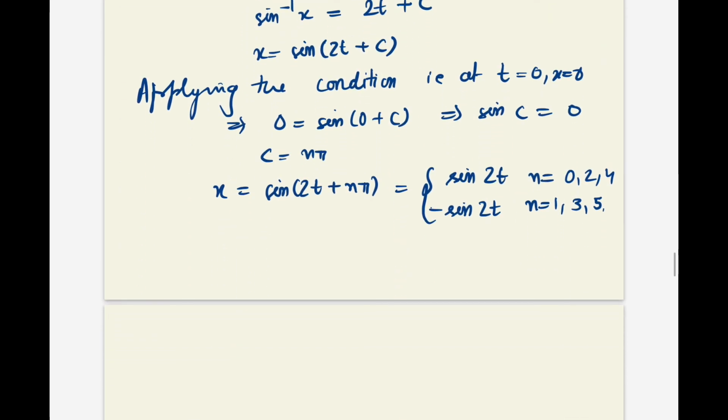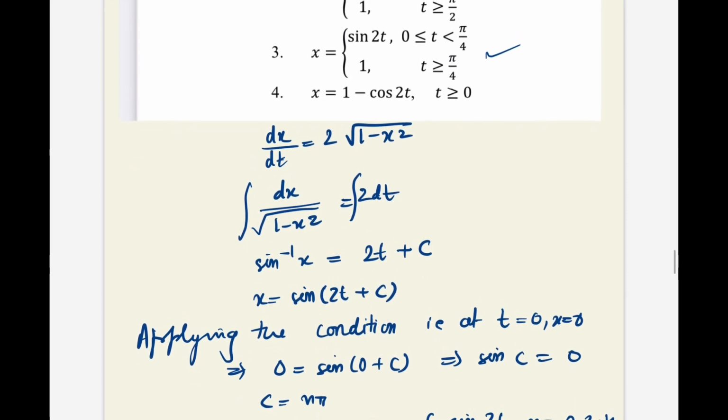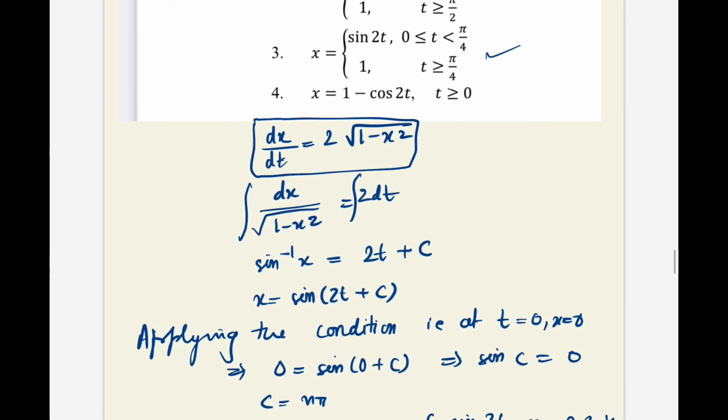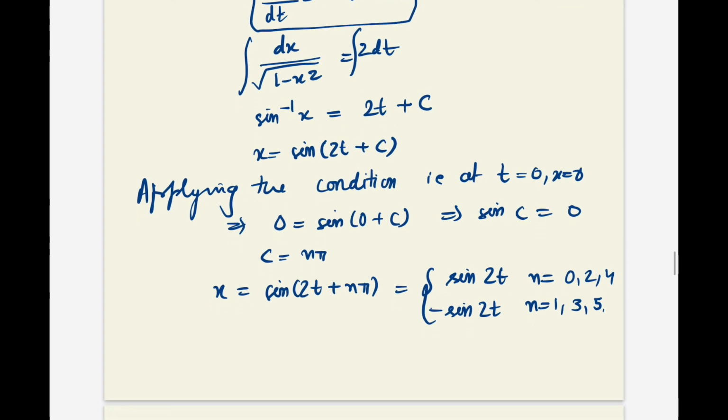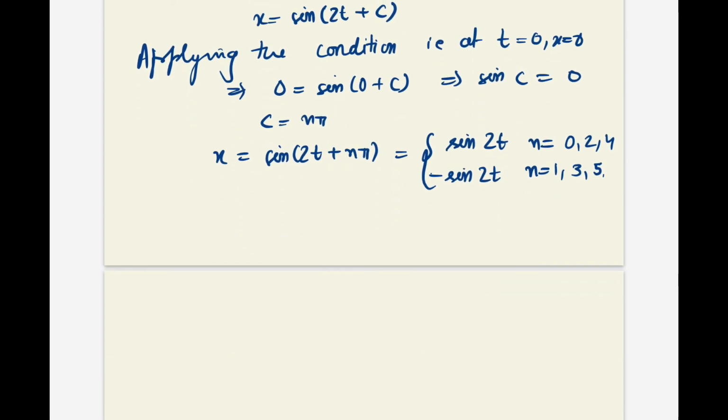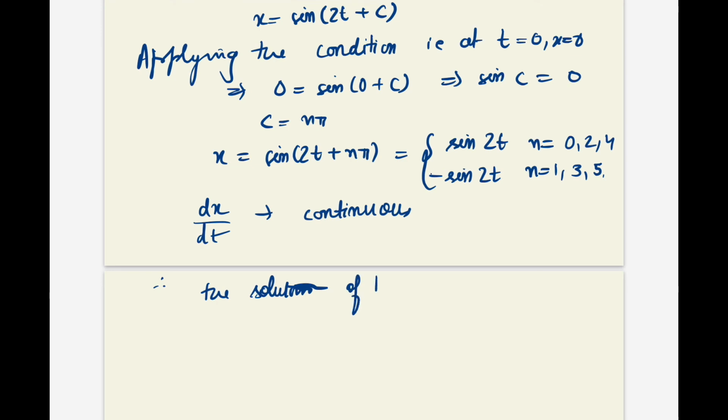Now as you can notice, dx by dt, which is given like this, 2 under root 1 minus x square, is continuous in nature. Dx by dt is continuous. Therefore the solution of the differential equation and its derivative should be continuous in nature.